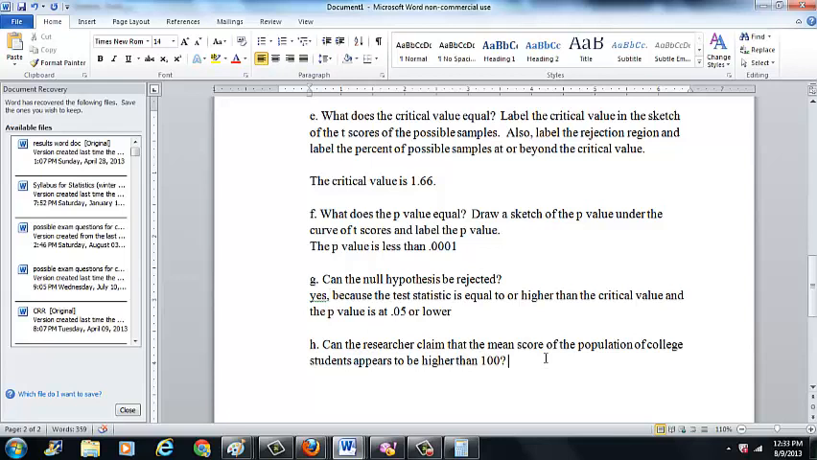This says, can the researcher claim that the mean score of the population of college students appears to be higher than 100? Meaning, did the researcher end up supporting what they were hoping to show evidence for?